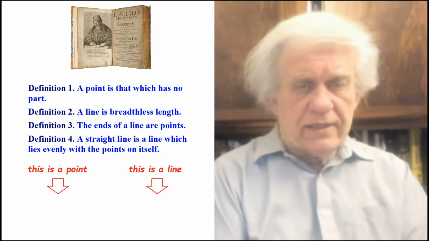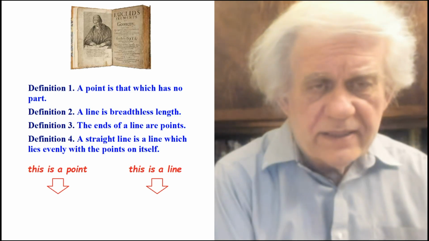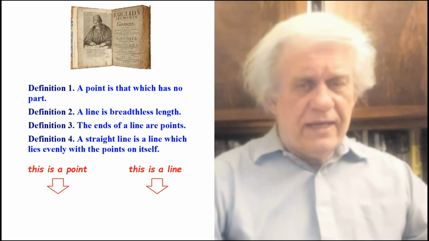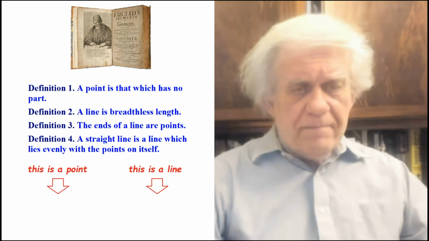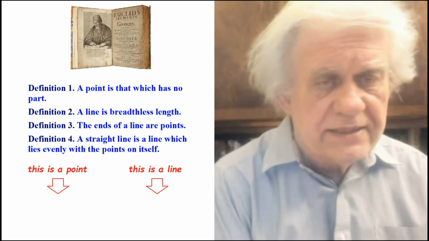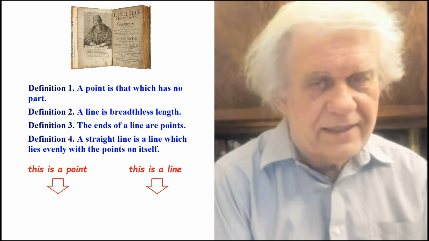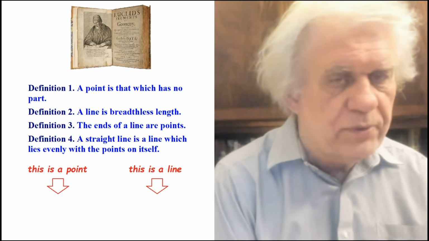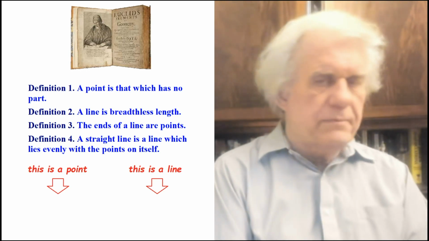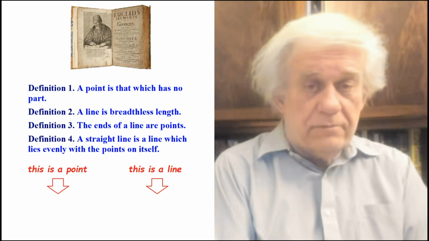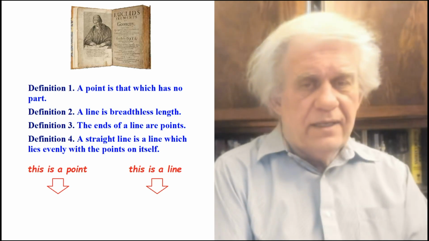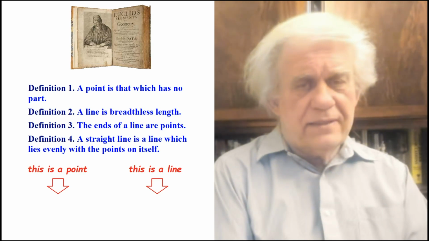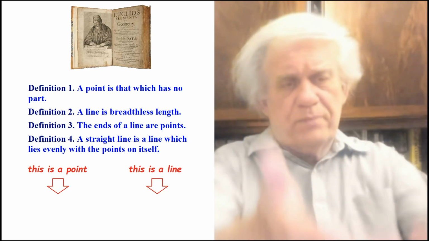But a line is breadthless length, so it's got no thickness. The ends of a line are points, so we have two nothingnesses at the ends of a line. And a straight line is a line which lies evenly with the points on itself. In other words, the line is made of zero-dimensional points. For some reason, they call it one dimension. But we're not into the one dimension, we're into zero dimension. That's what both of them look like.